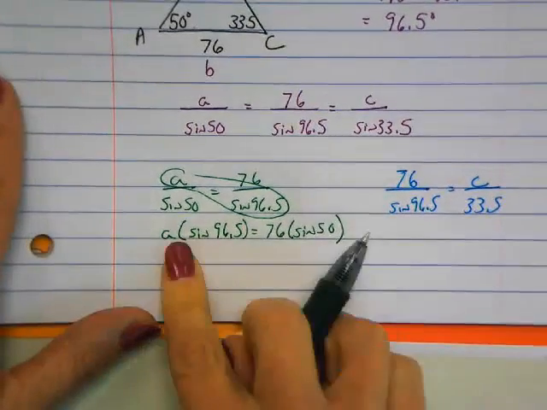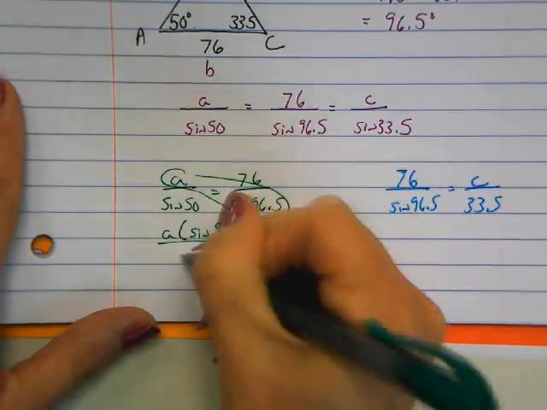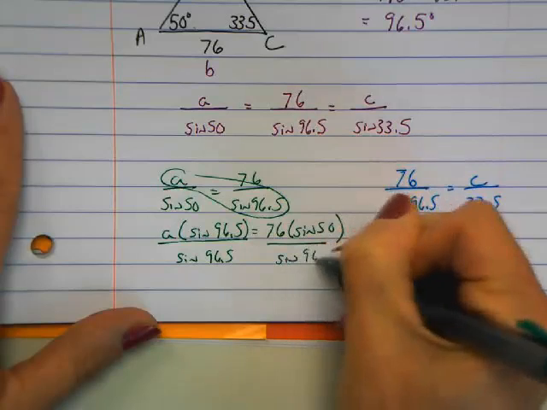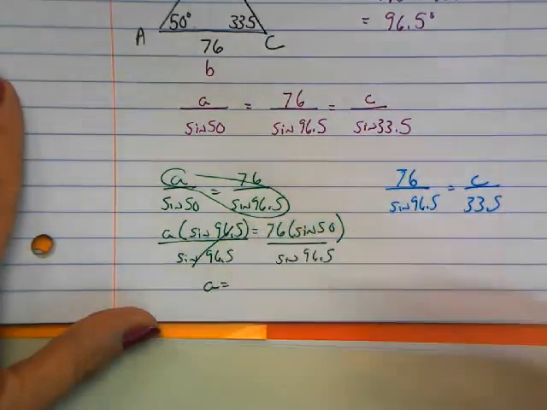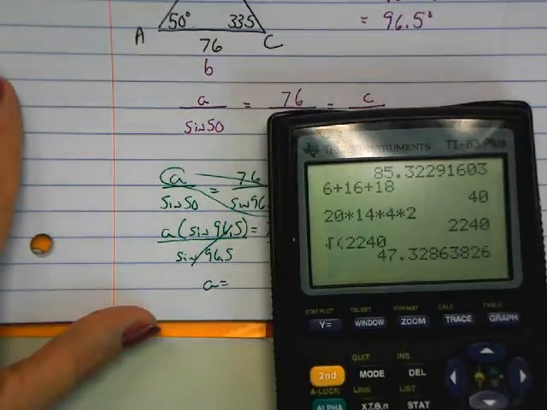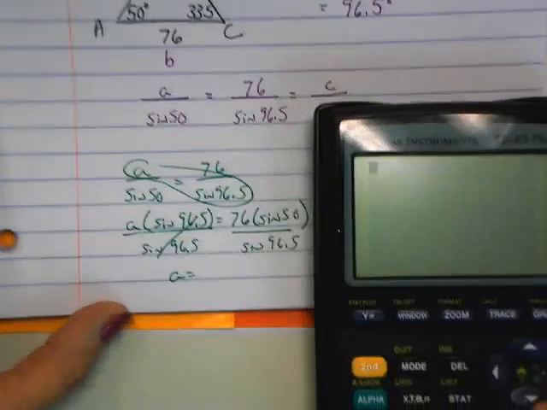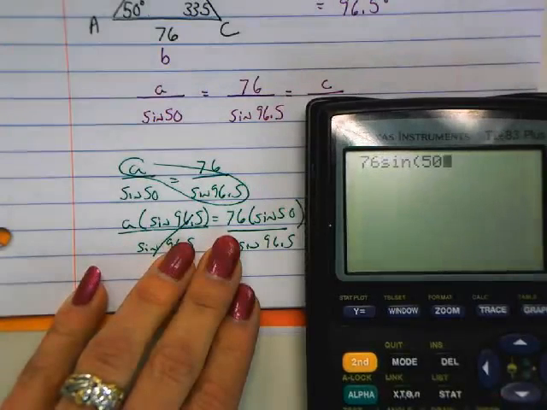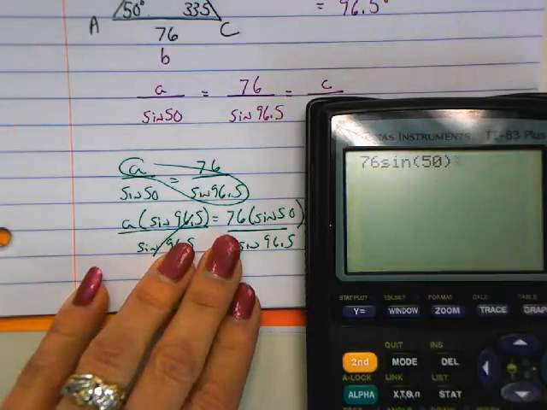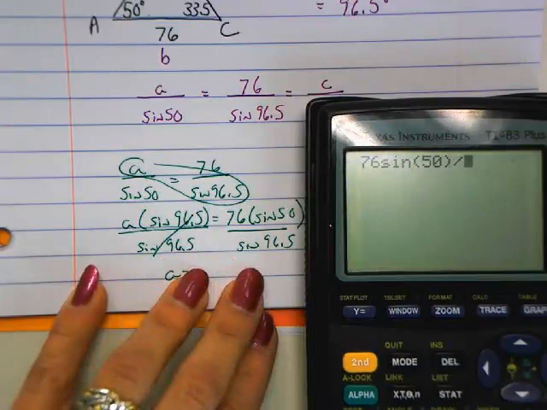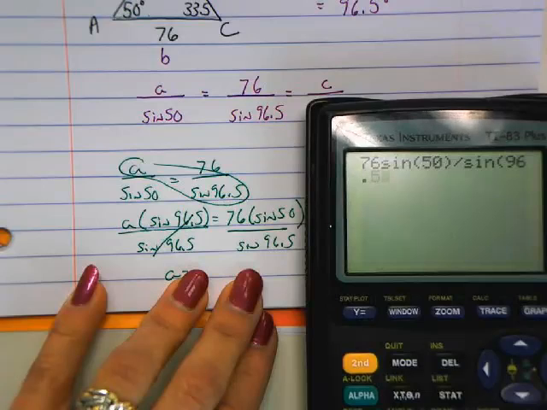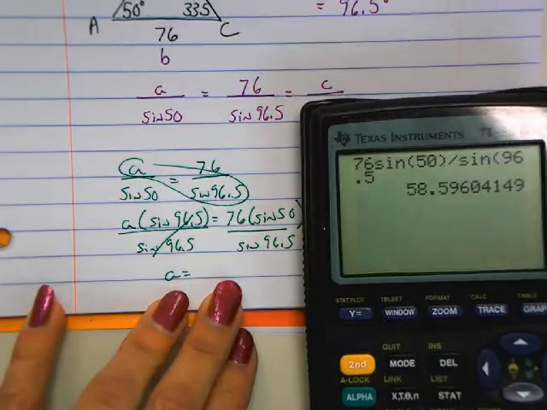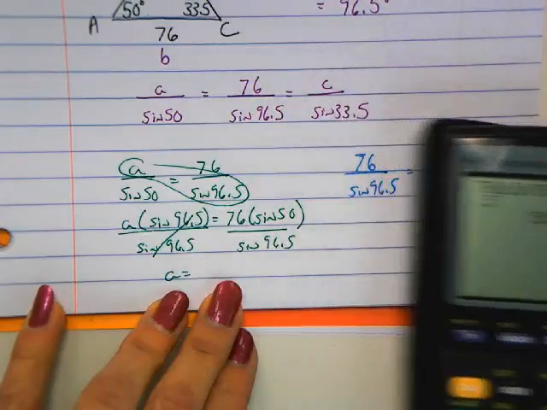Now, to get a by itself, what would you do? You'd divide by the sine of 96.5. So I get a is equal to, grab your calculators, make sure you are in degrees. I'm going to type in 76 sine 50, make sure you close that parenthesis, divided by sine 96.5. And I get that little side a is 58.6.